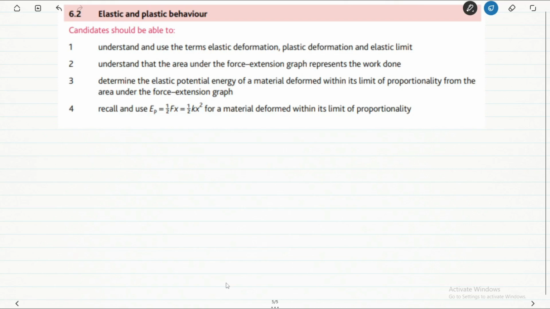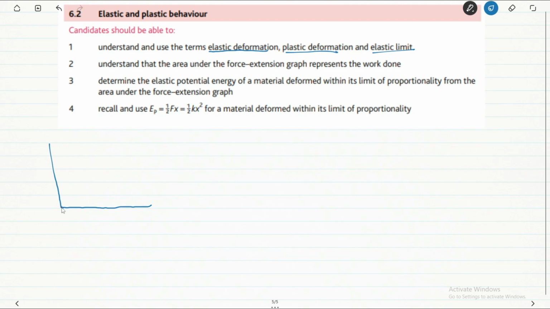Hello again. On to the second module of sixth chapter, which is all about the elastic and plastic behavior and their graphs. So the first thing you need to understand is these terms, which is elastic deformation, plastic deformation, and elastic limit. So what I'm going to do here now is just draw a graph for you, a full graph of what happens when you extend an object.